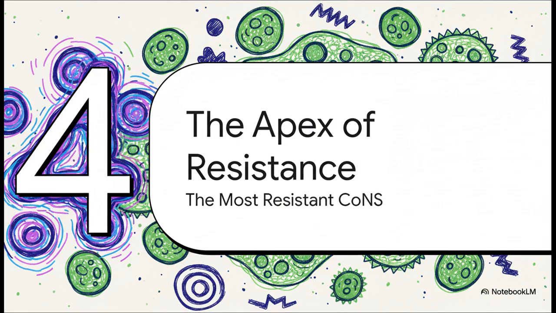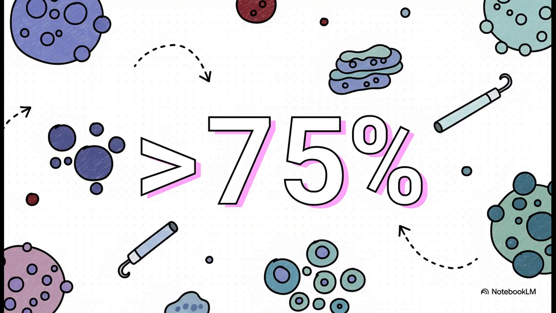If the world of coagulase-negative staph were a jungle, Staphylococcus haemolyticus would be the apex predator. It's armed to the teeth and ready to take on pretty much anything we can throw at it. Just let that number sink in for a second. More than 75%. That means 3 out of every 4 isolates we see are resistant to multiple classes of antibiotics. This isn't a bug we can treat with our standard playbook. This is a superbug that requires a whole new level of strategy.